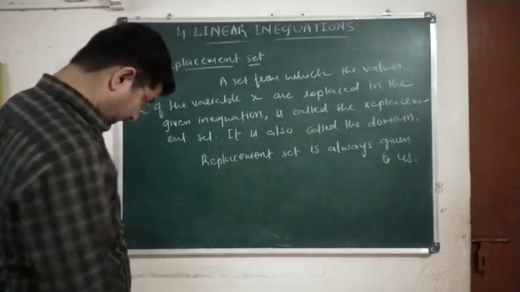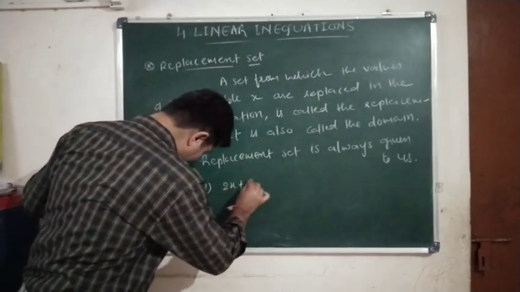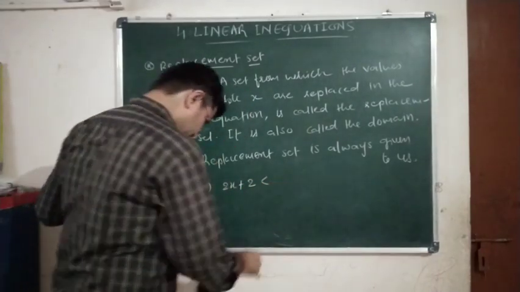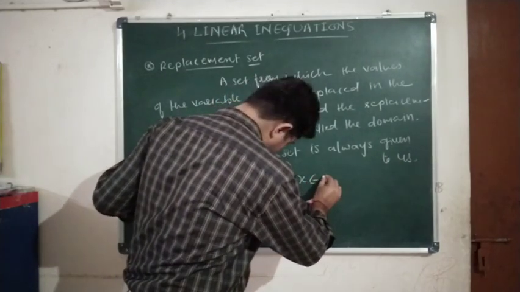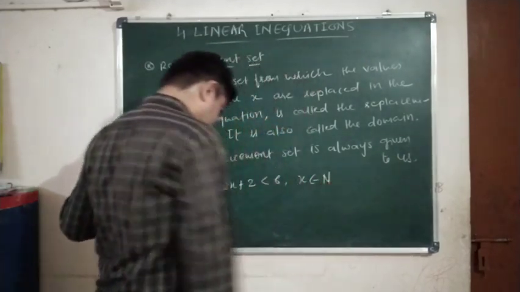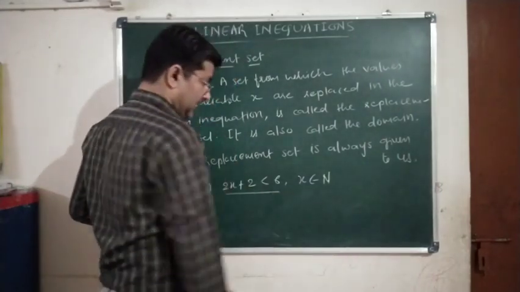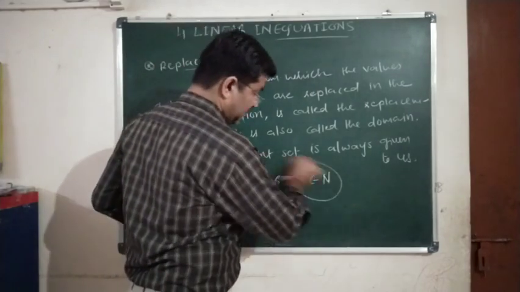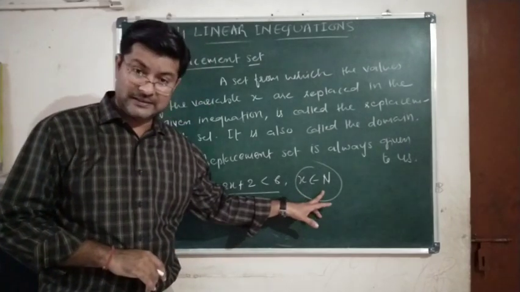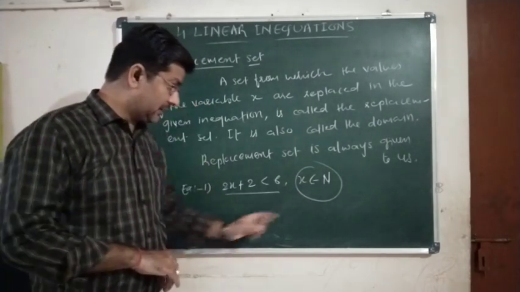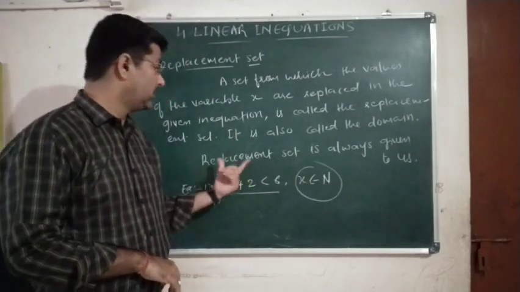Okay, let us try to understand with the help of an example. For example, we are given this inequality: x belongs to N. Yes or no? So this is the inequation, and look at the values of x to be taken. Values of x are to be taken from N. N is the set of natural numbers. So in this case, N will be our replacement set, or N will be our domain.